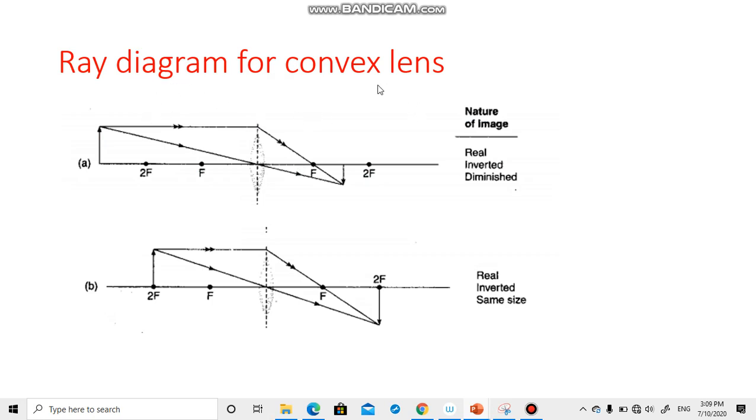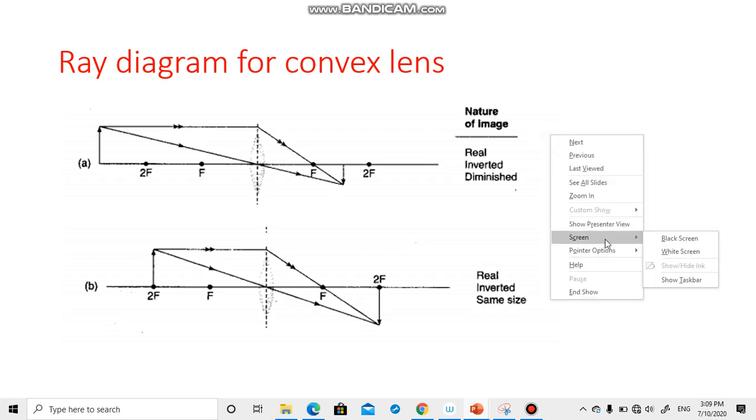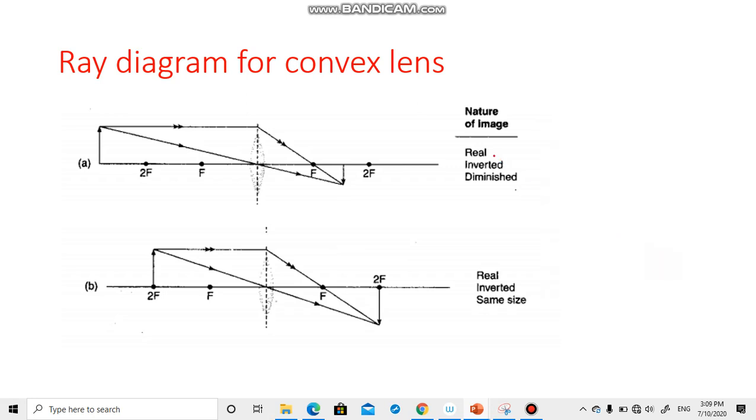Let us see the ray diagrams for the convex lens. When the object is placed beyond 2f, meaning the center of curvature, you see that the ray which is passing through the optical center will go straight, and the parallel ray will pass through the focus. So these two will meet at a point between f and 2f. You can see the nature here: it is real, inverted and diminished.